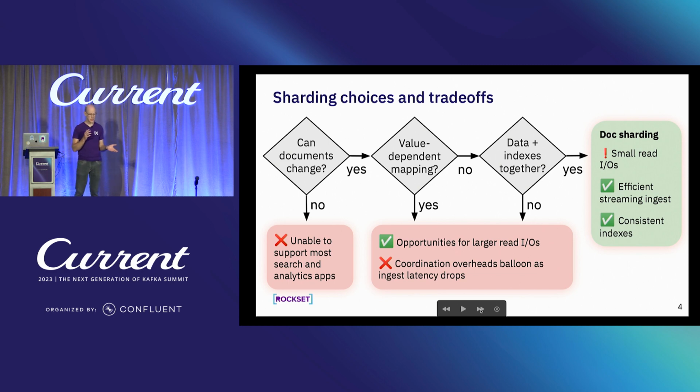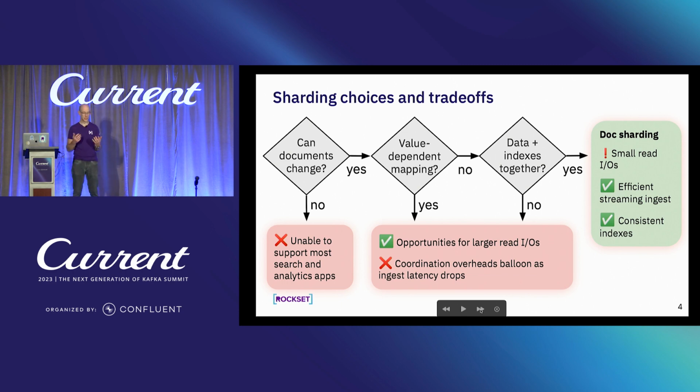The alternative is that we can put all the data and the indexes together on a single shard and make that shard be chosen using the identity of the document rather than the values in it. This is known in the search world as doc sharding. You put all of your data, randomly spread it around between the shards. The primary challenge with this is that we now have to do smaller reads and more of them, but if we can solve that challenge, then we get a whole bunch of cascading benefits.